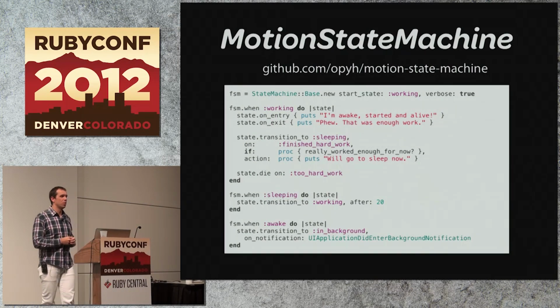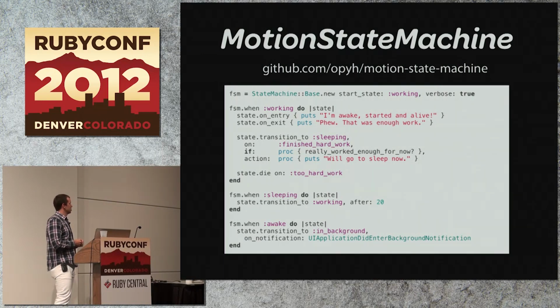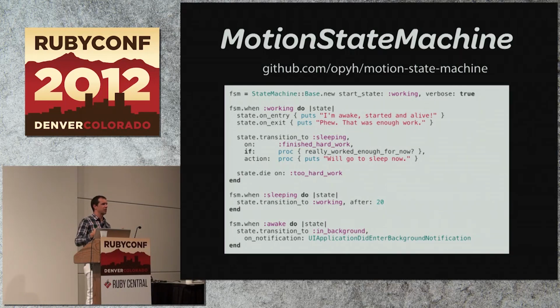This is a really fascinating one, motion state machine. It allows you to build a finite state machine for view management. If you've ever built views that are responding to different kinds of things, your code can get really nasty because things are going through different states and you're changing your views to handle those states. A state machine could be a really nice way of doing that.